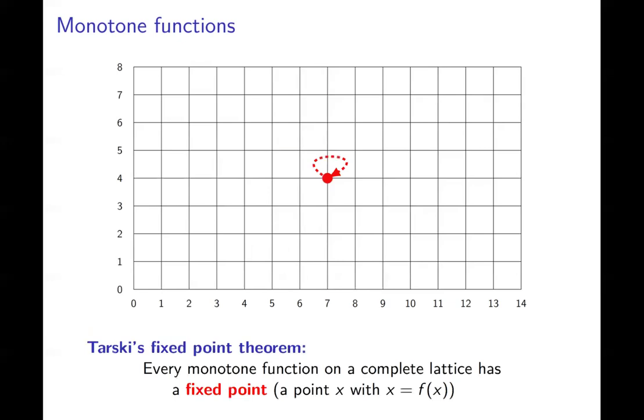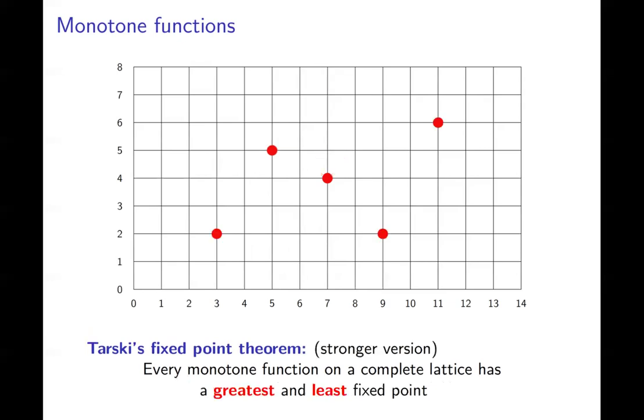An important theorem for monotone functions is Tarski's fixed point theorem. This states that every monotone function in a complete lattice has a fixed point. The fixed point is a point where x is mapped back to itself by f. Therefore, a point x equals f(x). Additionally, a stronger version of Tarski's theorem states that every monotone function in a complete lattice has a greatest and least fixed point. Therefore, this version imposes an ordering of the fixed points in the lattice.